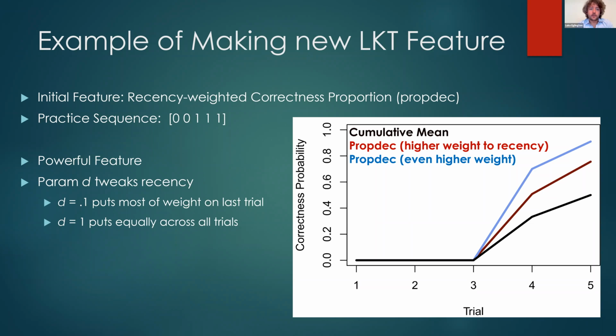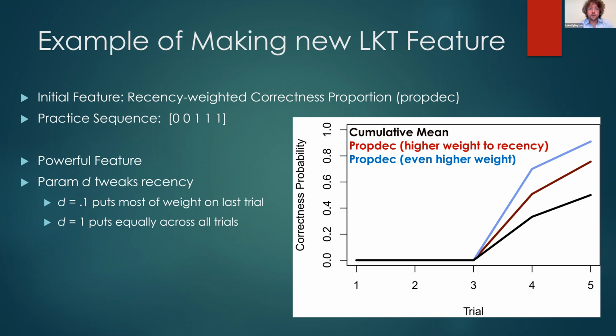Here in the figure, I have a typical cumulative mean, the average of the prior trials, in black, and you can see it's going up slowly, but it's not intuitively tracking the actual level of ability that the student has now.